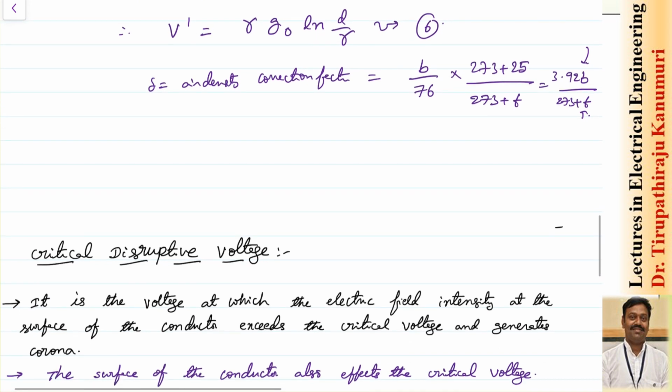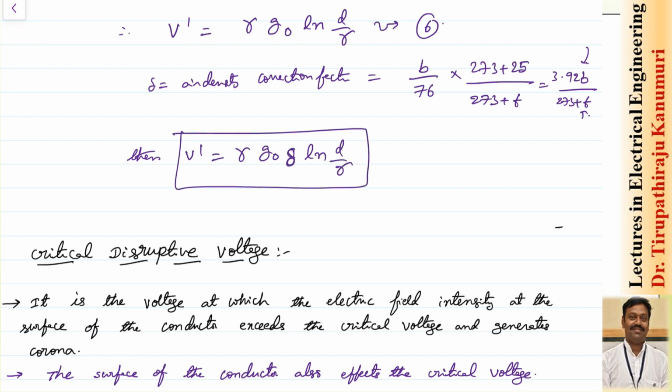Here you try to understand the concepts of what I am doing. So we can summarize that this value of V dash will be equal to R into G naught into delta, which we multiply to account for the change in temperature as well as the change in barometric pressure. So this will become equal to G naught into delta ln of d by r. This is the value of voltage we got. Let us take it as equation number 7.